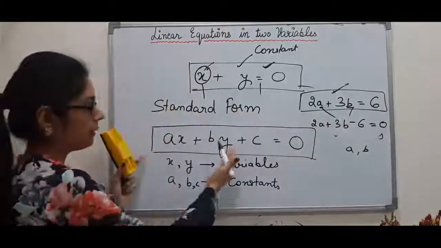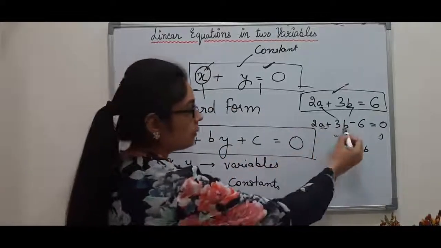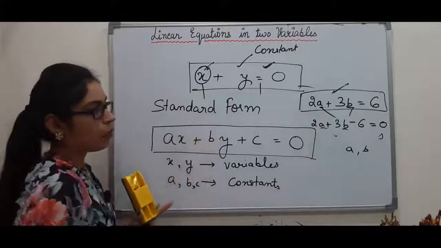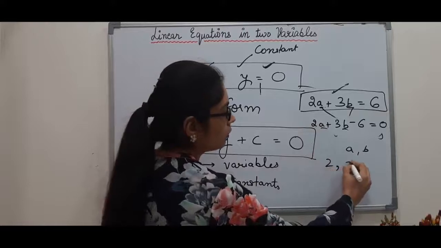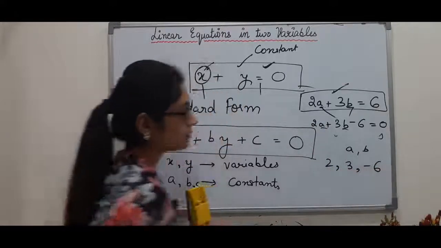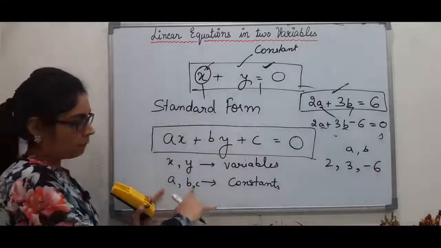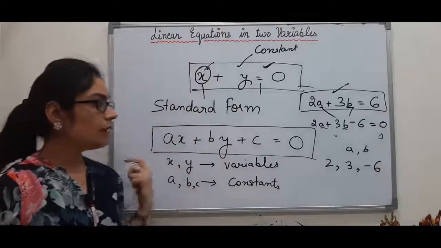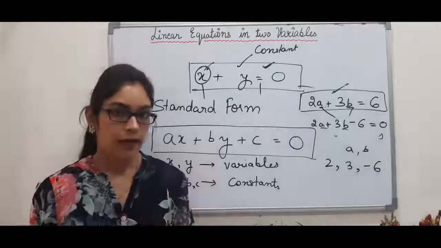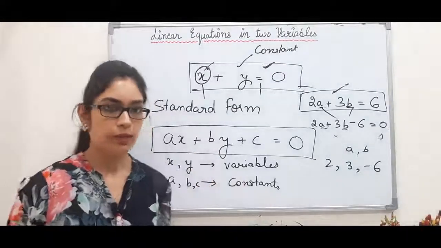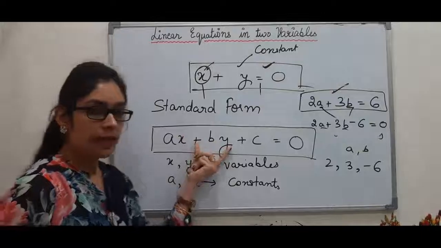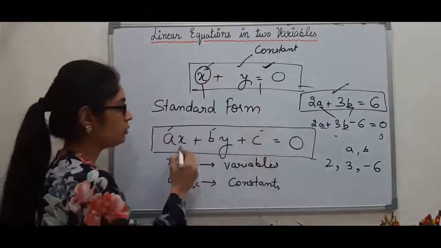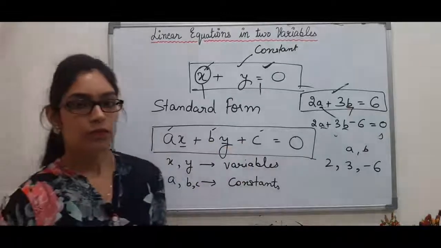Now we can compare with this standard form, and you can see a and b are the variables, and the constants, like here a, b and c, are 2, 3 and minus 6. So a is 2, b is 3 and c is minus 6. Every time you write any linear equation in two variables, just compare with this standard equation. You should know the values of the constants, plus you should know which two are the variables.